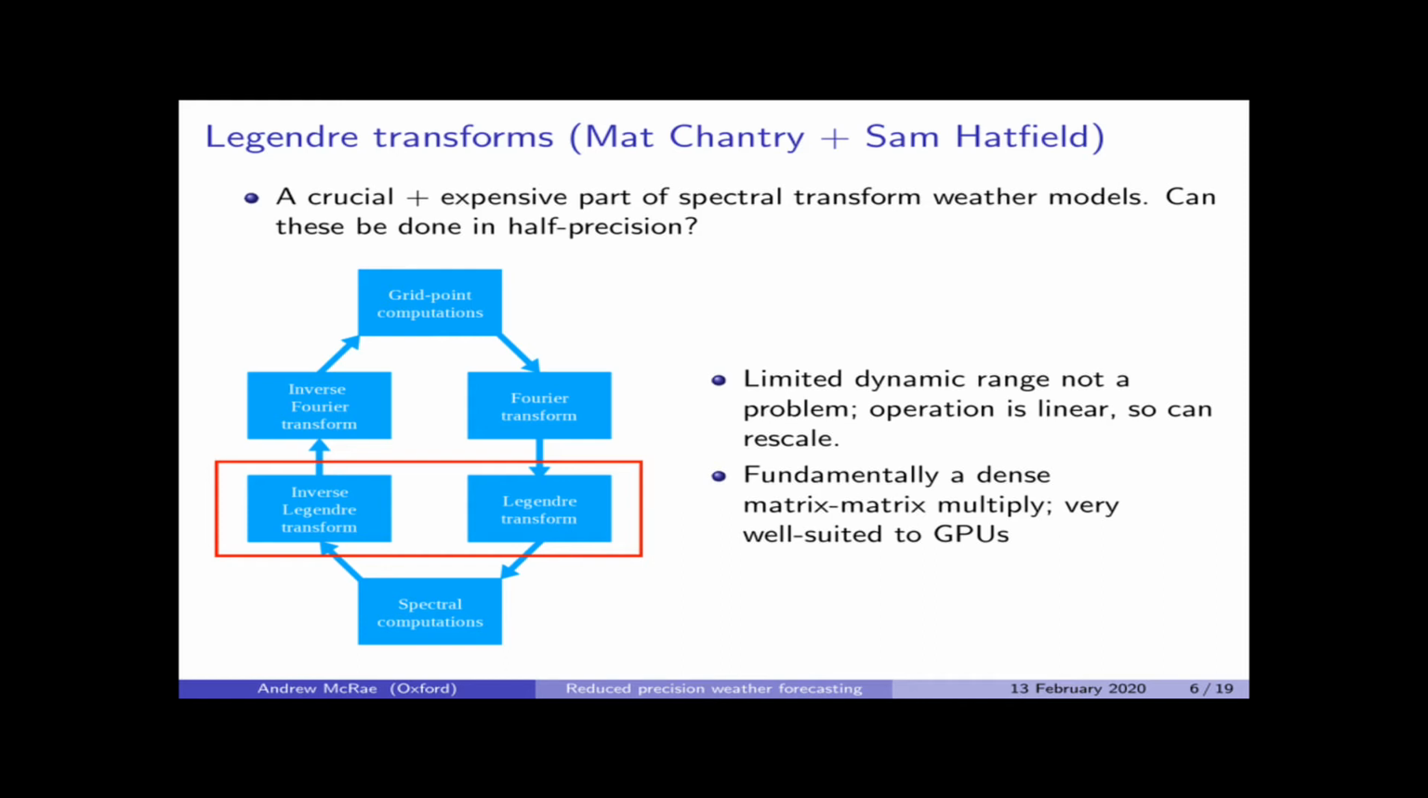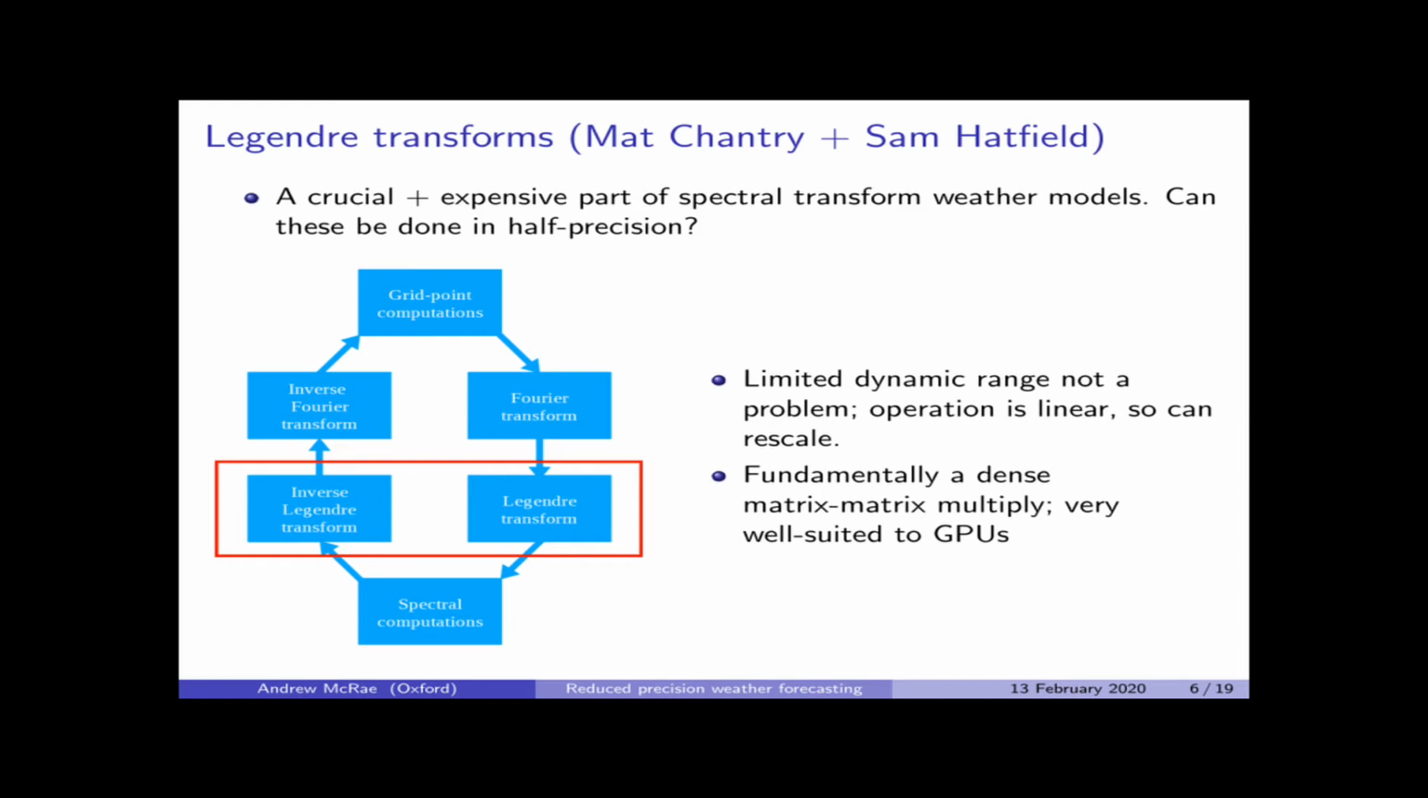Fourier transforms come up in lots of applications. They're pretty well studied. Legendre transforms are a bit more specialized to this environment when you're working on a sphere. However, it turns out that a Legendre transform is basically just a dense matrix multiply, and therefore it's very suitable for GPUs, reduced precision, and so on.